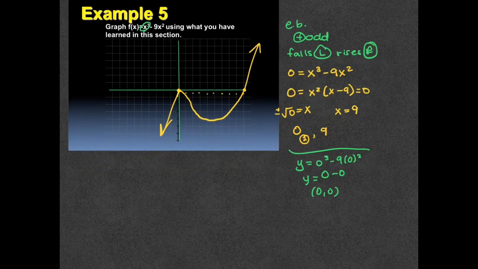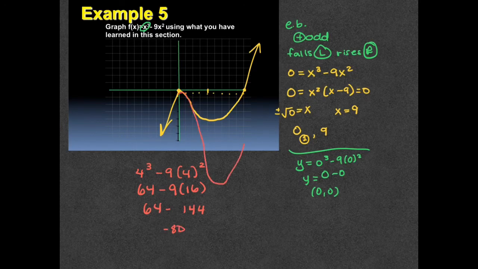9, the distance from 0 to 9, I'm not going to plug in 4.5. So maybe I just want to plug in 4 to see how far down it goes. I would get 4 to the third minus 9 times 4 to the second. So 64 minus 9 times 16. 64 minus 144, which is negative 80. So this is going way down. You don't have to plot that exact point. You can actually write for negative 80 to show where you were trying to bring your graph to.